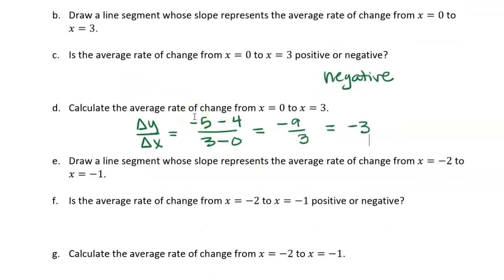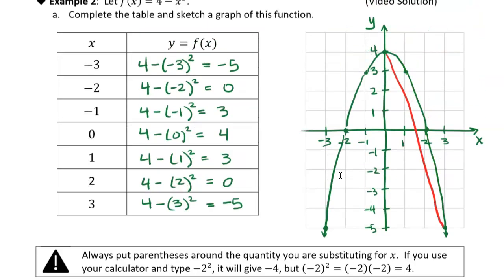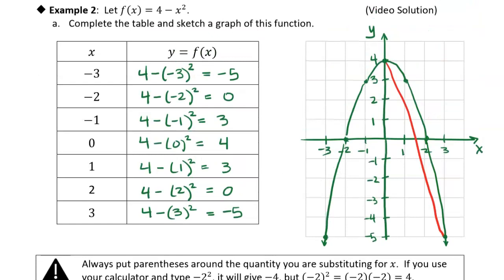Now we want to do the same thing for the interval between negative 2 and 1. I'm going to try to draw a line again here between x equals negative 2 and x equals 1. So let me draw a line here. Pretend that's a line. That's my line segment. And again, the slope of that line is the rate of change of the function over that interval.